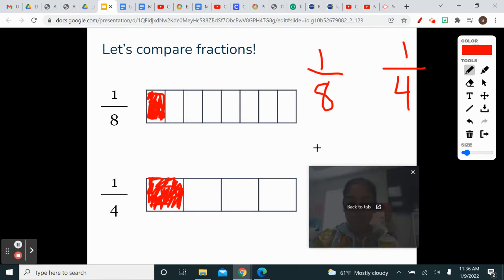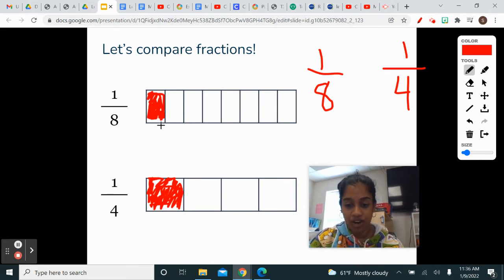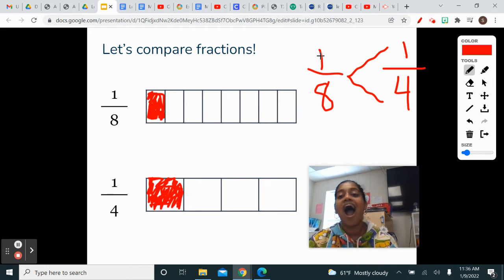All right, welcome back. So let's go ahead and look at our two fractions. So I have 1/8 right here and 1/4. I can see that from both of these fractions that 1/4 is greater than 1/8. So 1/4 is greater than 1/8 because that's a bigger portion. That's a bigger piece, right? So our comparison statement says that 1/8 is less than 1/4.